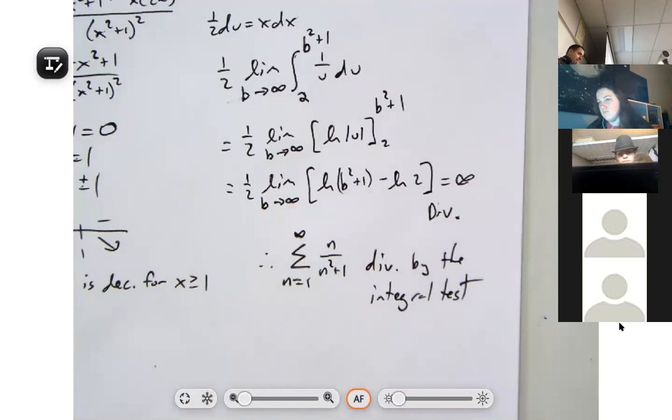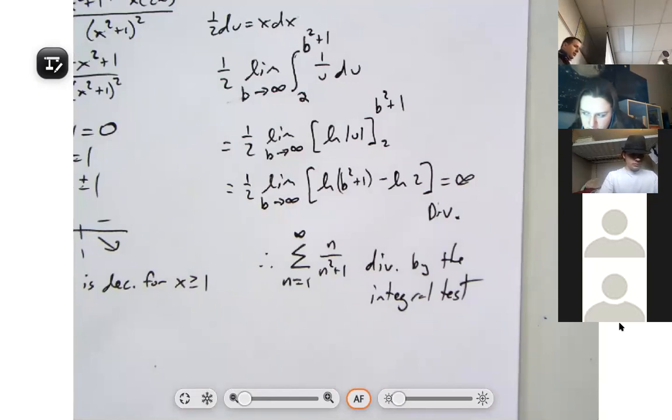Why do we have to write limit instead of just writing natural log of u from 2 to infinity? In terms of notation, infinity is not an actual number, but you can take the limit of something as something goes to infinity. But infinity is not an actual value that you can ever plug into something. That's why.